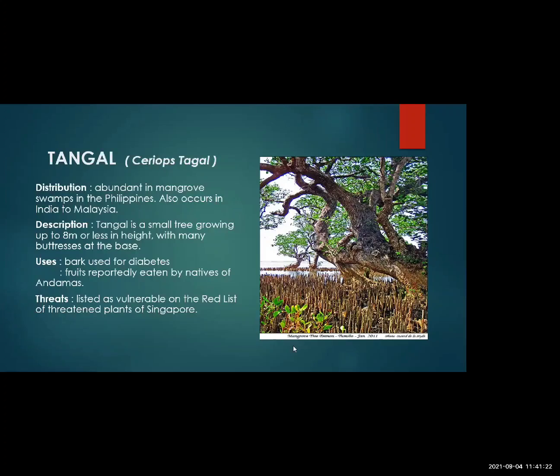The tangal uses. The barks are used for diabetes, and the fruits reportedly eaten by the natives of Andaman. And also decoction of the bark used to stop hemorrhages, applied to malignant ulcers. Threats. Listed as vulnerable on the red list of threatened plants in Singapore. Next.